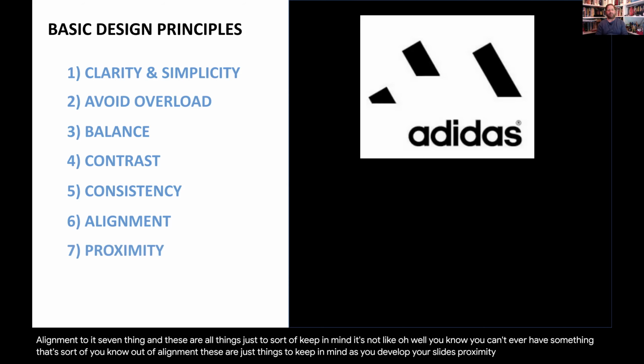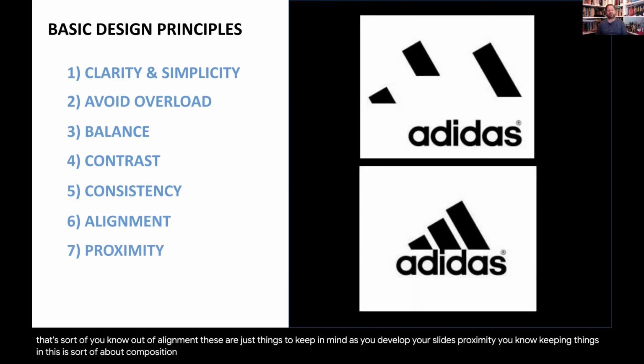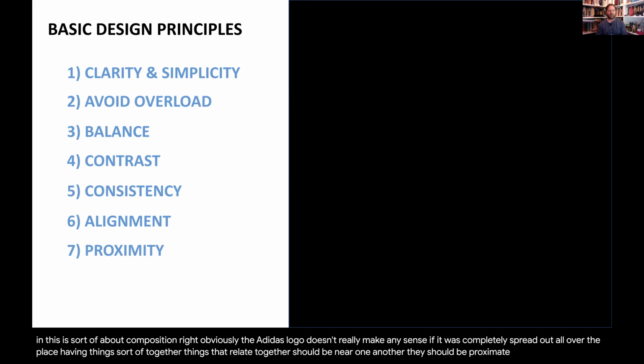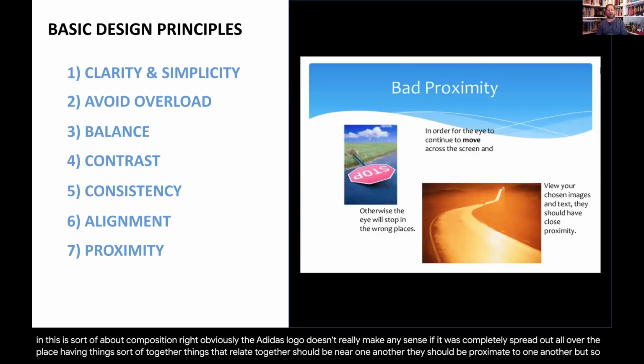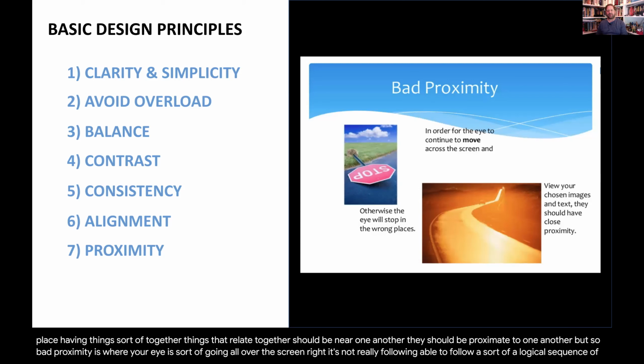Proximity, and this is sort of about composition, right? Obviously, the Adidas logo doesn't really make any sense if it was completely spread out all over the place. Things that relate together should be near one another. They should be proximate to one another. But bad proximity is where your eye is going all over the screen. It's not really able to follow a logical sequence of things.